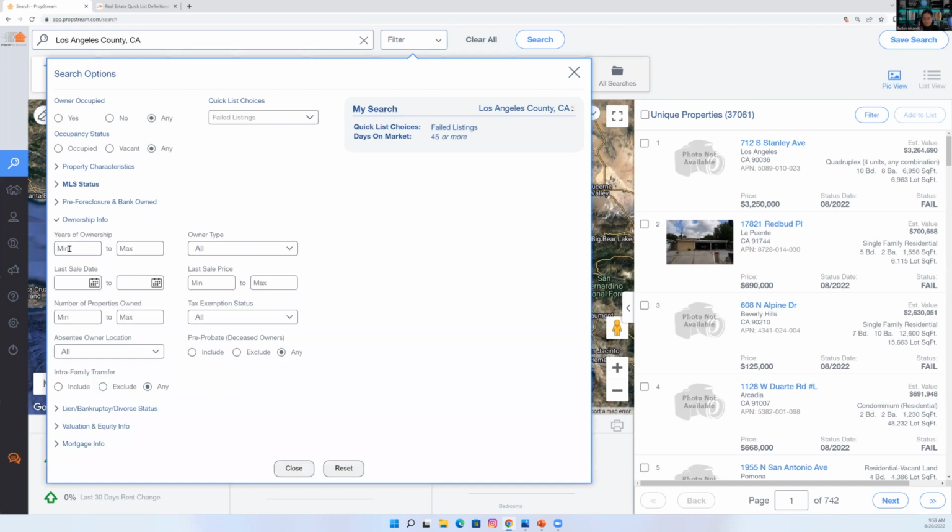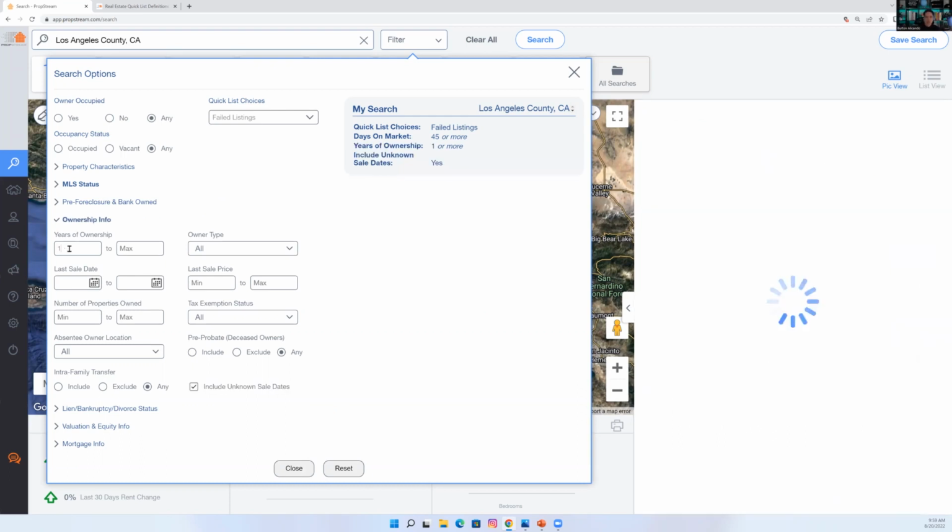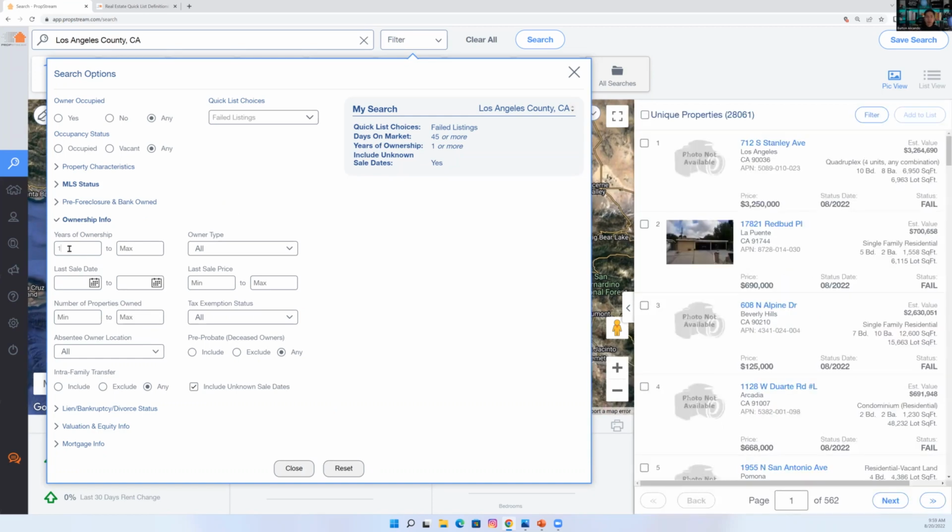Oh, and another thing I would add, just one more thing. Make sure you at least put 1 year of ownership, because sometimes a property could fail on the market and then Michael buys it privately in cash, right? So it's a failed listing, but it's actually now owned by somebody else. So I always encourage, when you're looking for failed listings, make sure that there's 1 year of ownership or more.